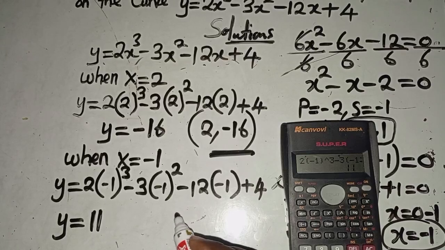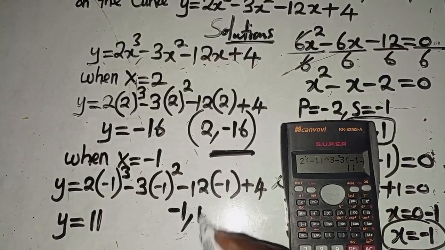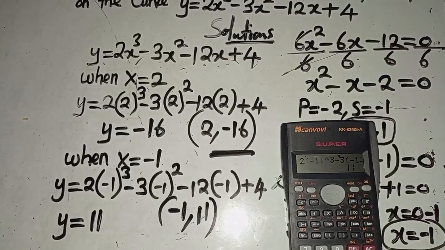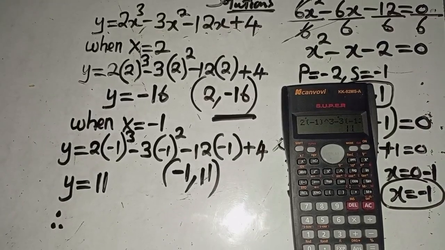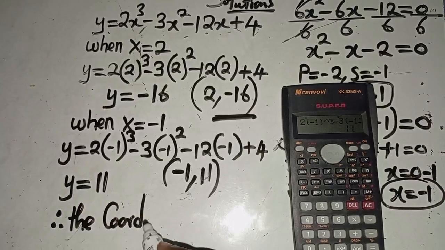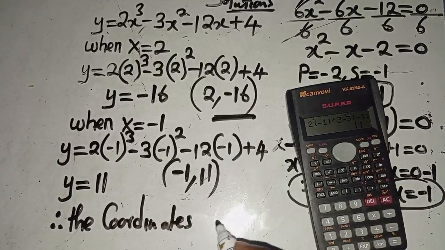So I know that x was negative 1, y is 11. After finding all these answers, I'll conclude and say, therefore, the coordinates of the stationary points, you write in full, are what?